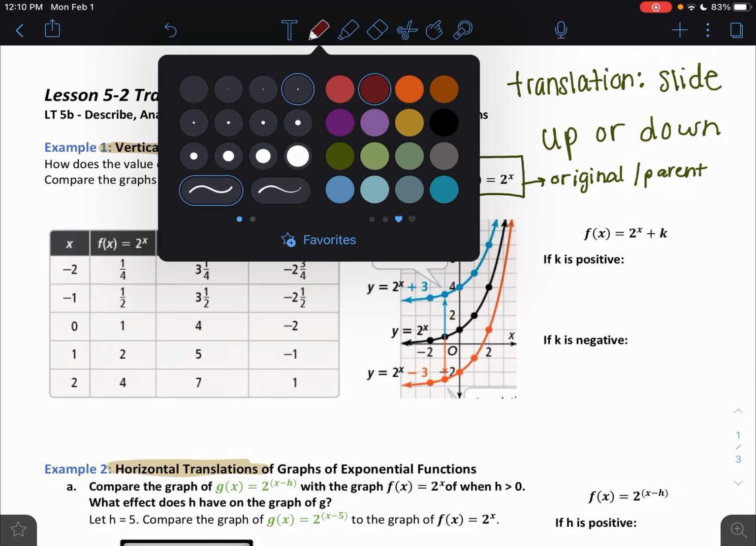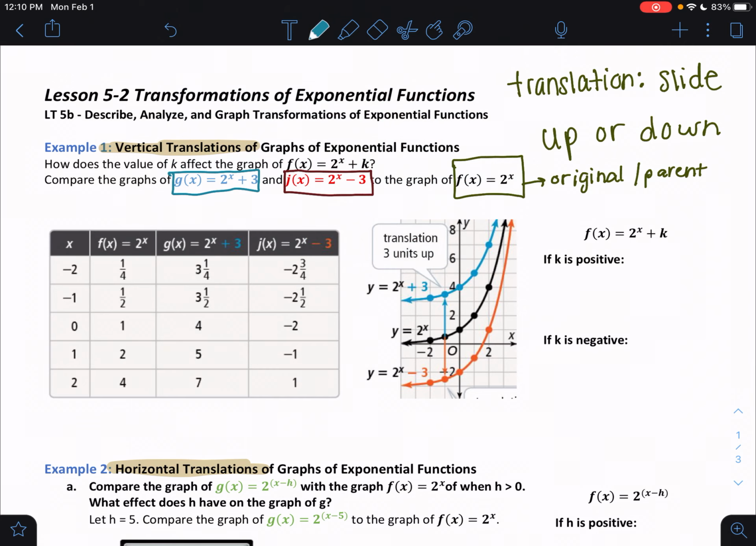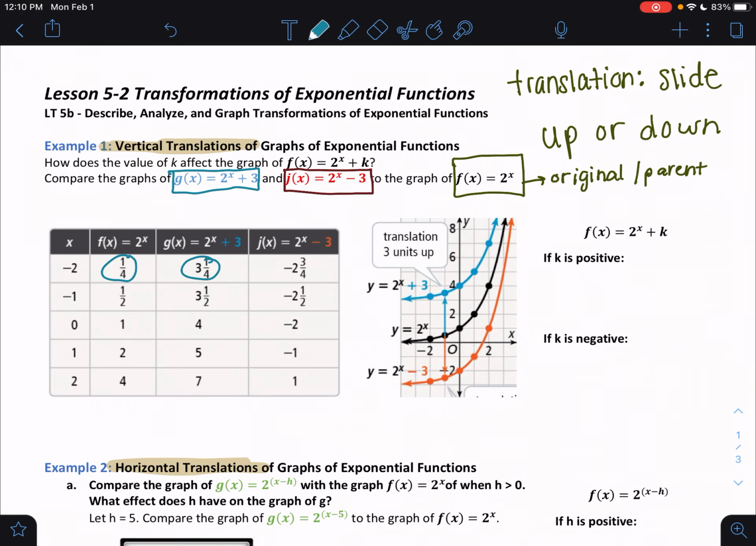So the first thing I want you to do is take a look at our values here for y and compare the difference between the ones in our original function and then our new function. So to get from 1/4 to 3 1/4, what did we do? To get from 1/2 to 3 1/2, what did we do? And then so on. For each of these, what did we do? Well, each time we added 3, right? We add 3 each time for the y's.